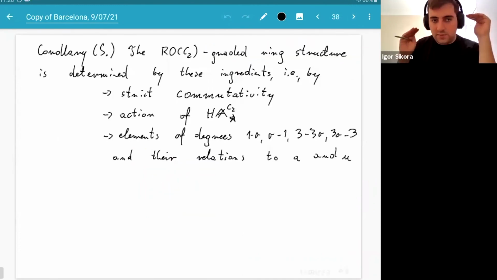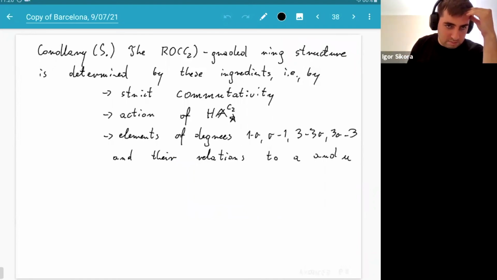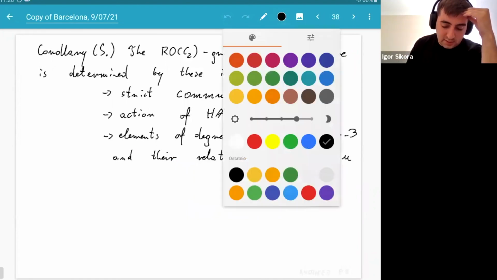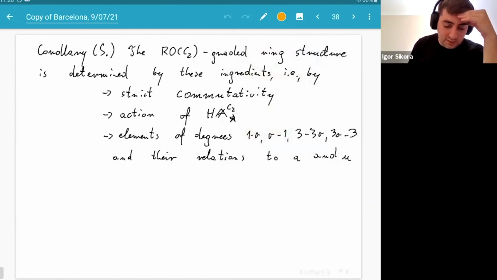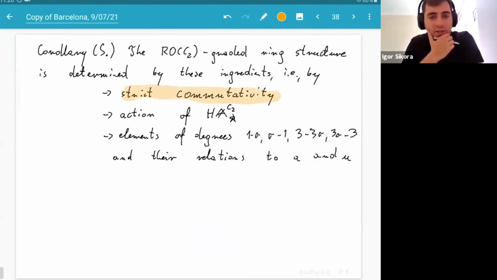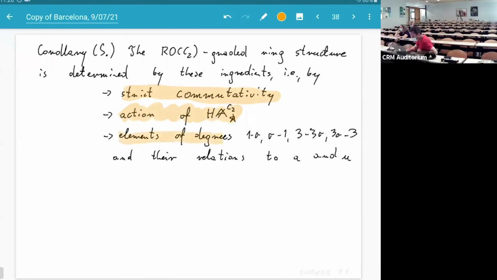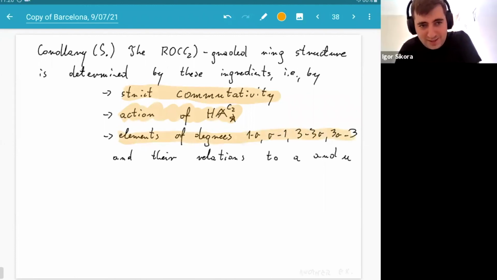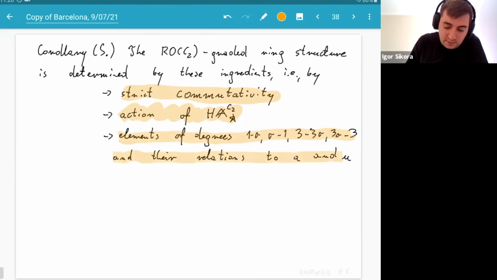So a kind of corollary of all of this is that the RO(C2)-graded ring structure is determined by these ingredients. In other words, this ring is always strictly commutative. It is determined by the action of the coefficients of the Bernstein-Mackey functor and elements of degrees 1 minus sigma, sigma minus 1, 3 minus 3 sigma, and 3 sigma minus 3. But these elements probably may also be described in terms of A and U.